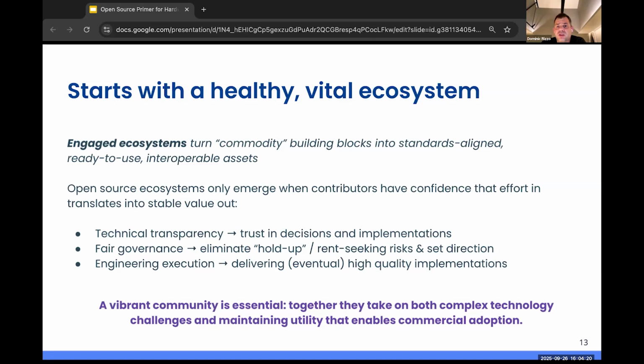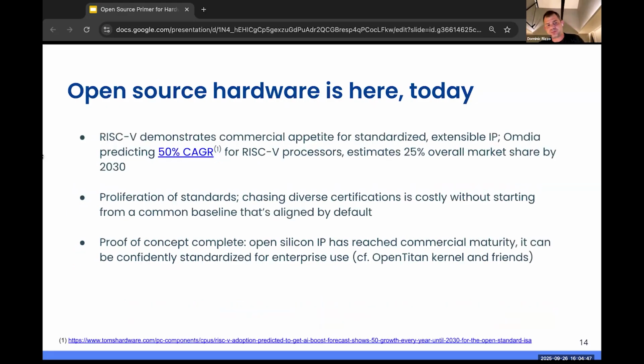And then finally, engineering execution. Open source is not valuable if it produces nothing and it's just a set of high-minded ideals. So these vibrant communities are really essential. They are the management interface for taking complex technologies and large maintenance tasks and turning them into something that provides commercial utility and is interesting enough to keep people engaged for the long term. So I'd often say we're at the cusp of open source hardware, but the reality is open source hardware is here today.